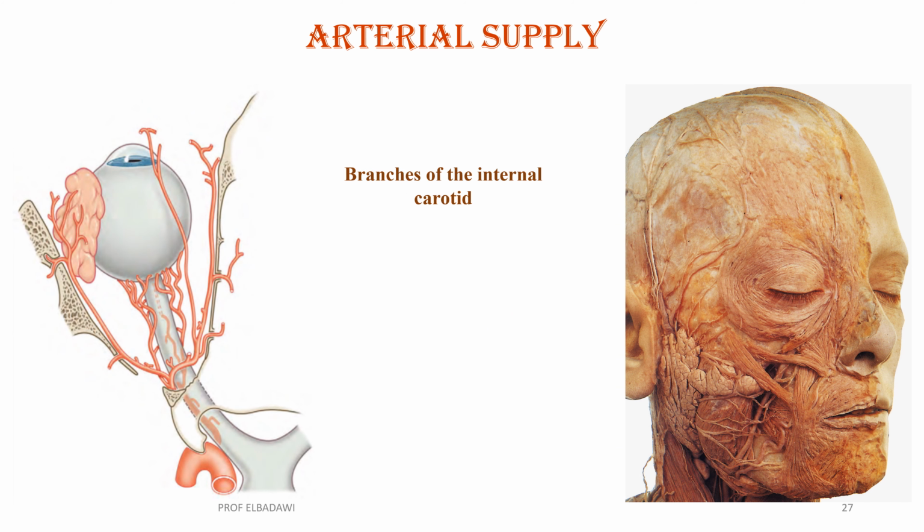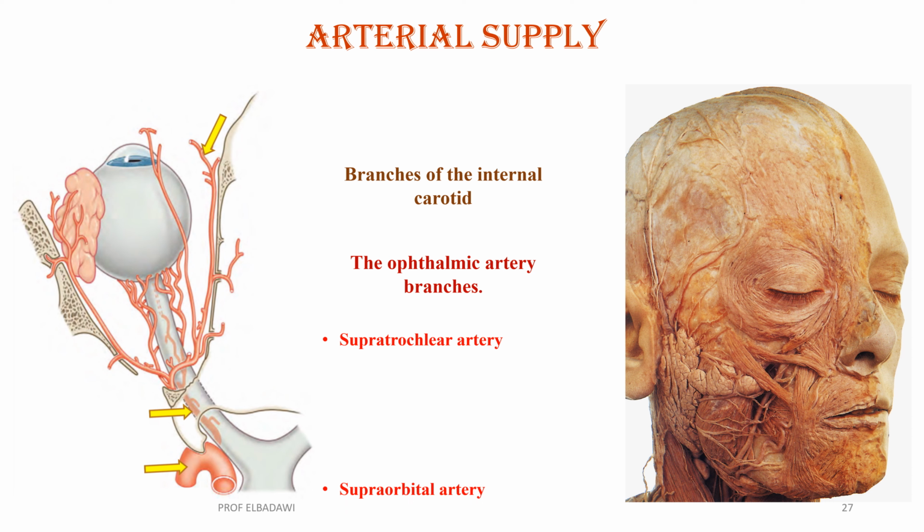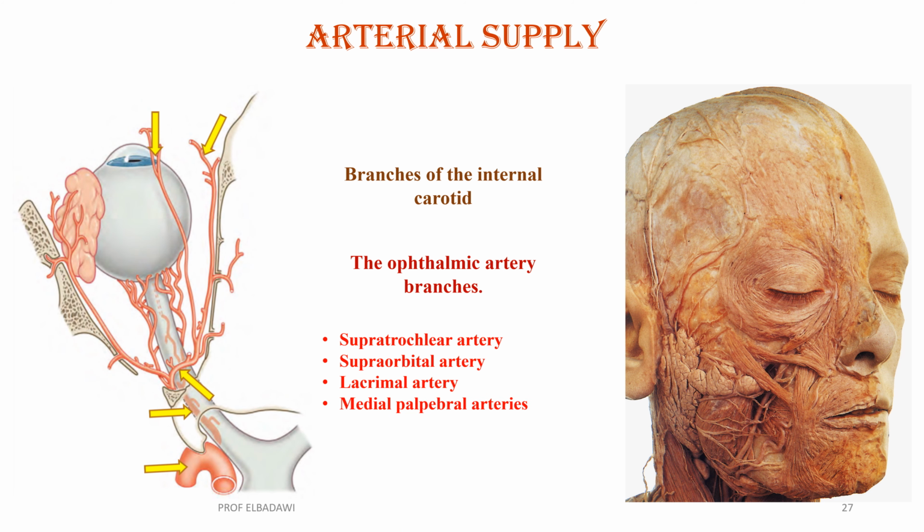Now, the branches of the internal carotid. This is the internal carotid here in the cranial cavity, which gives the ophthalmic artery, passing through the optic canal to reach the eyeball, the orbit. It will give the supratrochlear and supraorbital, a lacrimal branch, which will divide into medial palpebral arteries and lateral palpebral arteries, and the external nasal artery. These are the branches which reach the face from the ophthalmic artery.